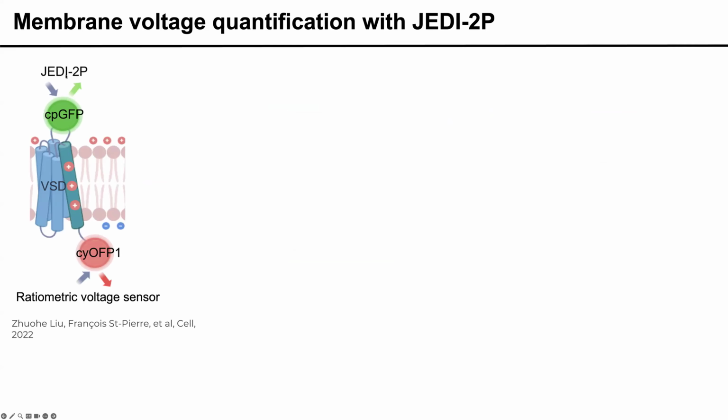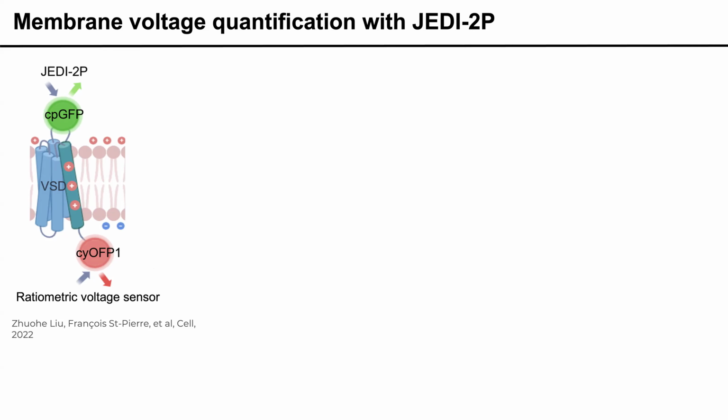Okay, so we decided to take a look at the cell membrane voltage using a fluorescent reporter developed by Francois Saint-Pierre's lab. So they have this reporter called JEDI, which is a membrane protein that has a voltage sensing domain. And then we decided to make this into a ratiometric version using a fluorophore CpGFP, which responds to the voltage domain movement, right? So the fluorescence of GFP will change if the voltage changes. And then there's also a reference fluorophore, CYOFP, whose fluorescence doesn't change. This allows us to mark the local abundance of the membrane reporter in the cell membrane.